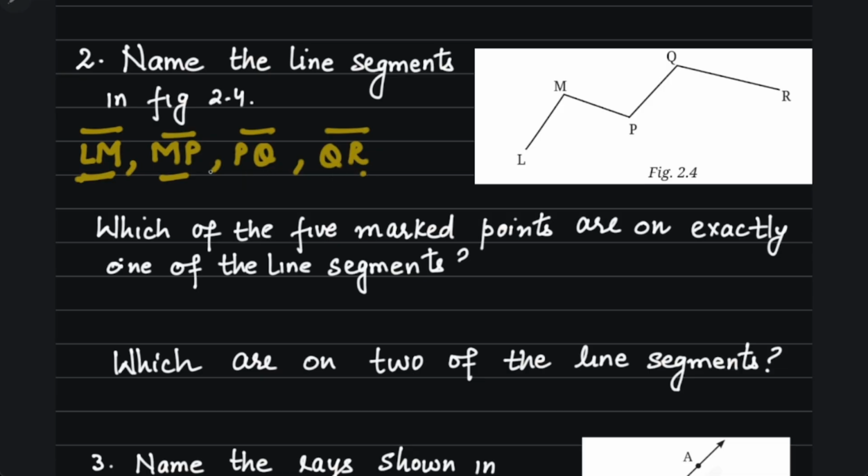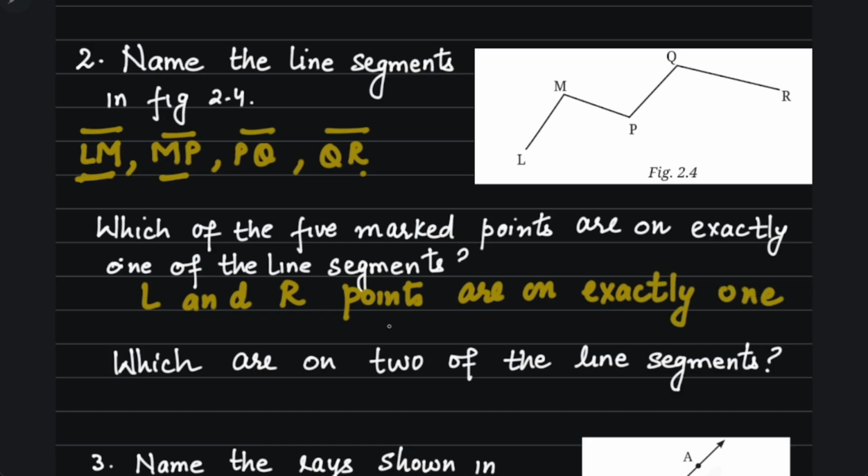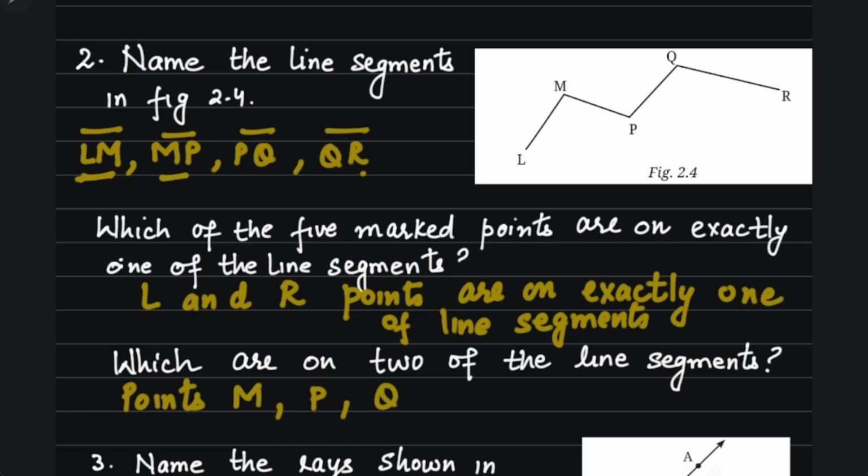So L and R points are on exactly one of the line segments. Which are on two of the line segments? Here we have points M, P, and Q on two line segments.